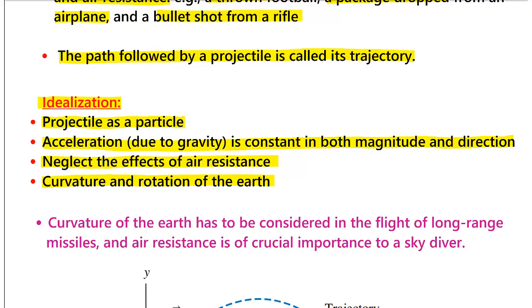Basically, Earth is not flat. Earth has a rounded shape. So when you are describing projectile motion, you are assuming that Earth is flat, and this assumption is valid if the range of the projectile is not very large. You are throwing a projectile 500 meters, 600 meters, 200 meters, 100 meters. In that case, you can assume that the Earth is flat.